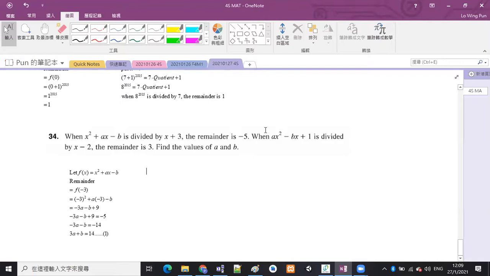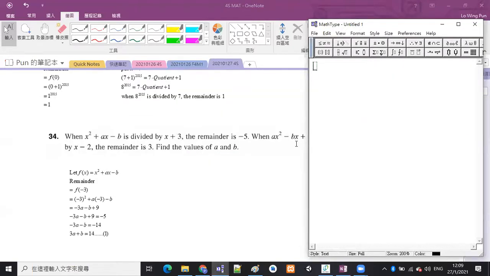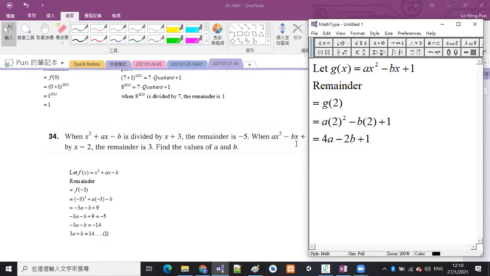Okay, how about equation 2? We have the second dividend. So we are going to let g(x) to be ax squared minus bx plus 1. Okay, 唔好再 let f(x)，第二個，因為 f(x) 喺呢一題裏邊已經俾人用咗。Okay. So remainder is equal to g(2). Okay, but g(2) can be calculated by this formula. It should be 4a minus 2b plus 1. Okay, this is our remainder, but the remainder is given to be equal to 3. So 4a minus 2b plus 1 is equal to 3. 4a minus 2b is equal to 2.